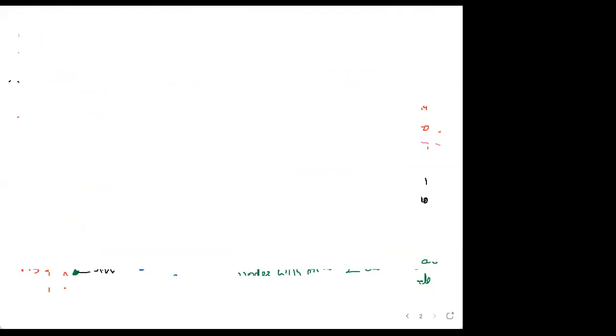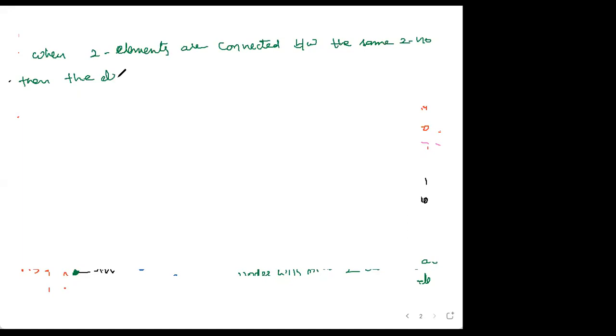So when two elements are connected between the same two nodes, then the elements are in parallel.